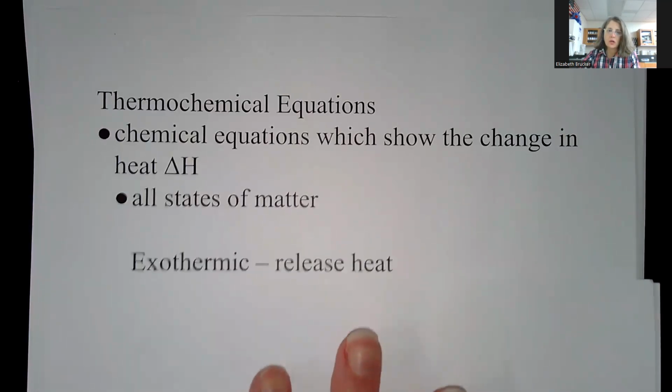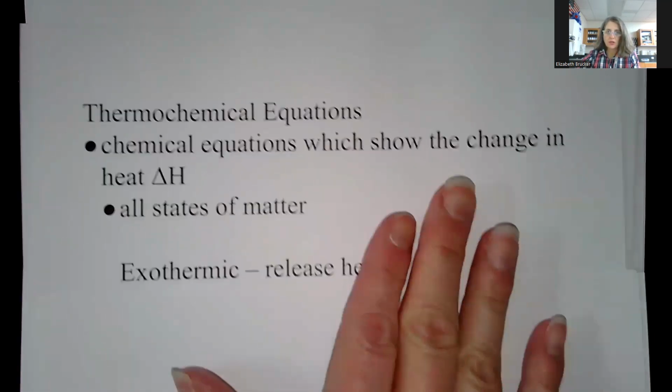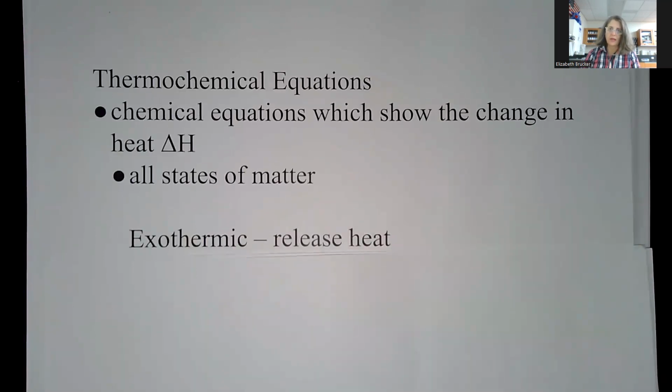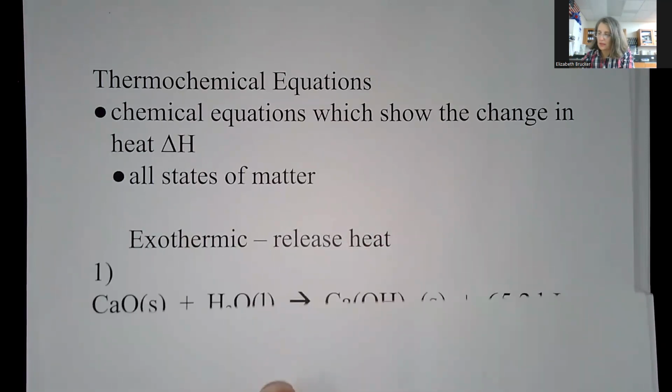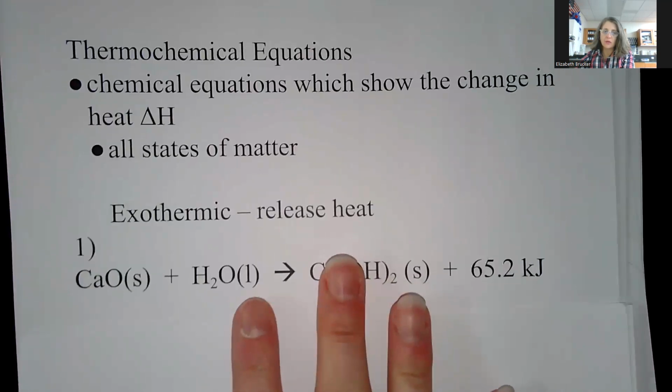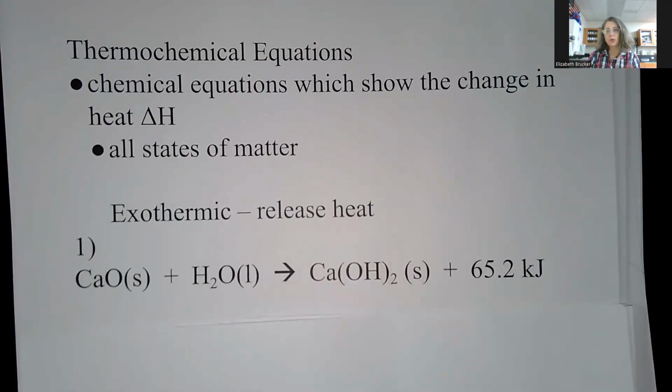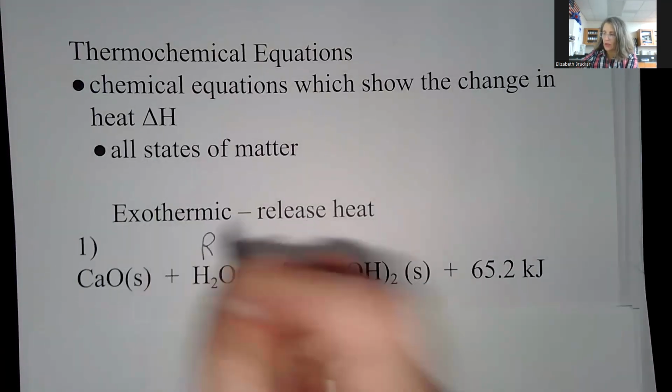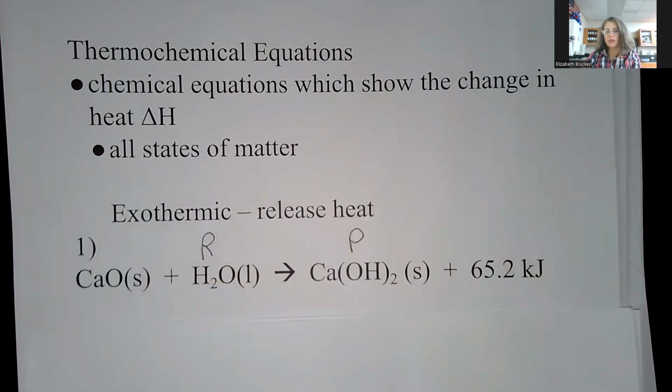So we are going to start with exothermic reactions, and then we will do endothermic. So exothermic, again, remember that that is releasing heat to the surroundings. So the heat is moving from the system to the surroundings. One way you can see an exothermic reaction is to put the heat as a product. On the left-hand side of the arrow are your reactants, on the right-hand side are your products.